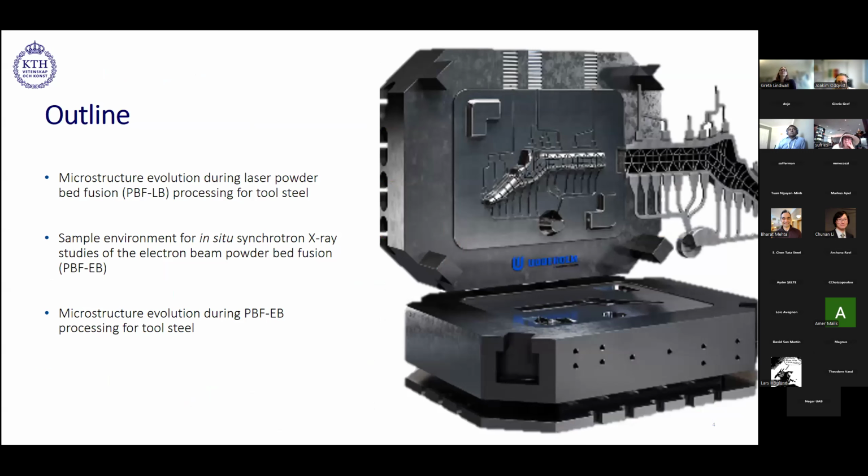Okay, so I've structured the presentation into three parts. And the central theme is additive manufacturing of tool steels. So I will show examples of tool steels. First I will focus on the laser powder bed fusion process. And then after that, I will talk about the work we've done to develop a sample environment that we need to study electron-beam powder bed fusion in situ using synchrotron X-rays. And then the third part will be when we use this sample environment to again look at this tool steel.